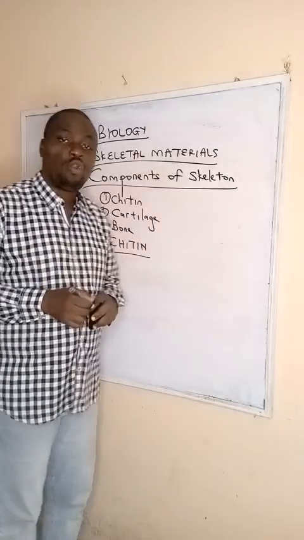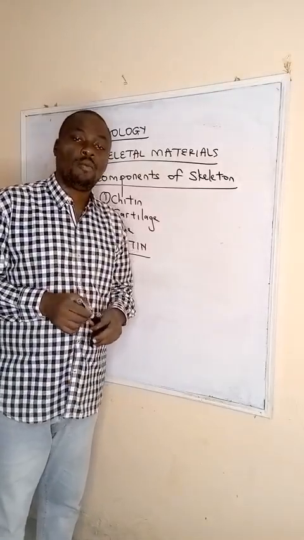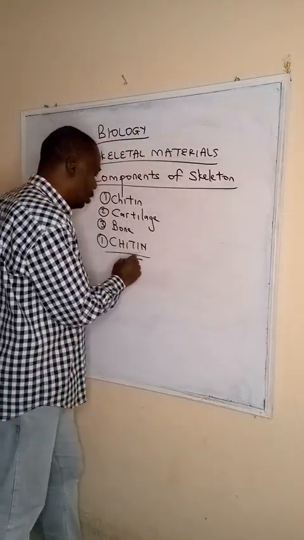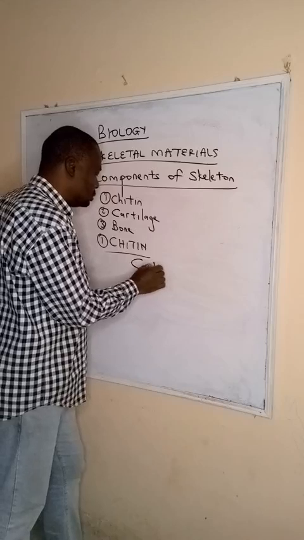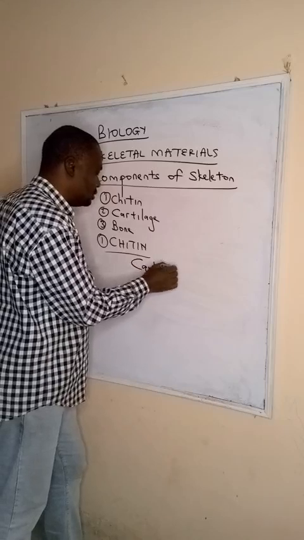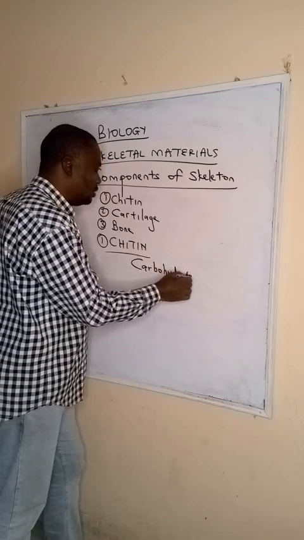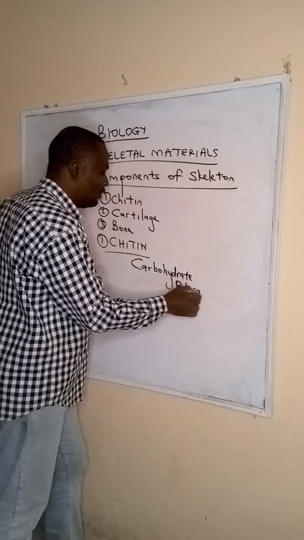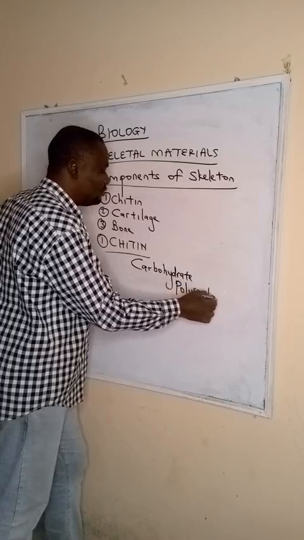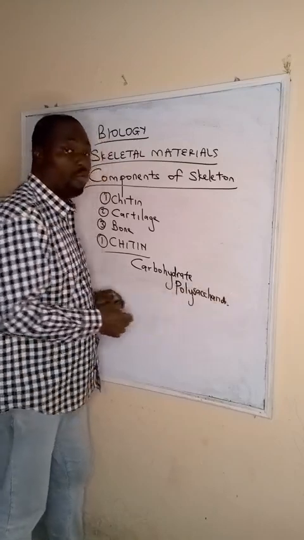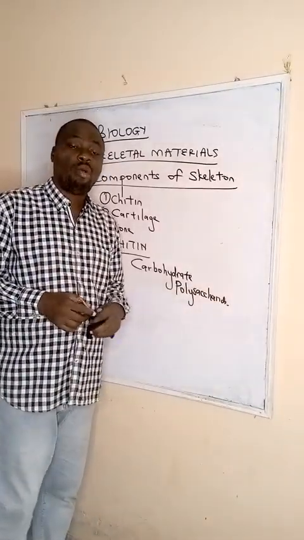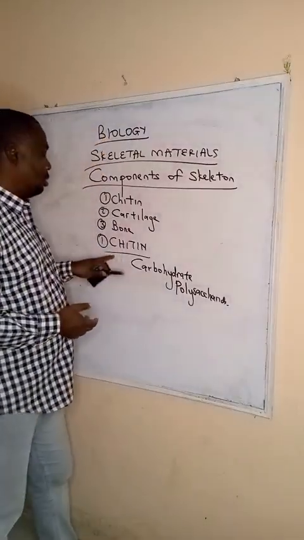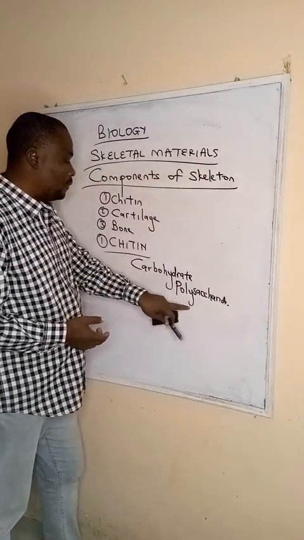Chitin is a light, tough, and flexible material that is made up mainly of carbohydrates. Yes, it is a polysaccharide. Carbohydrates are energy-giving food in the body. There are three types of carbohydrates: monosaccharide, disaccharide, and polysaccharide. Chitin is a polysaccharide.